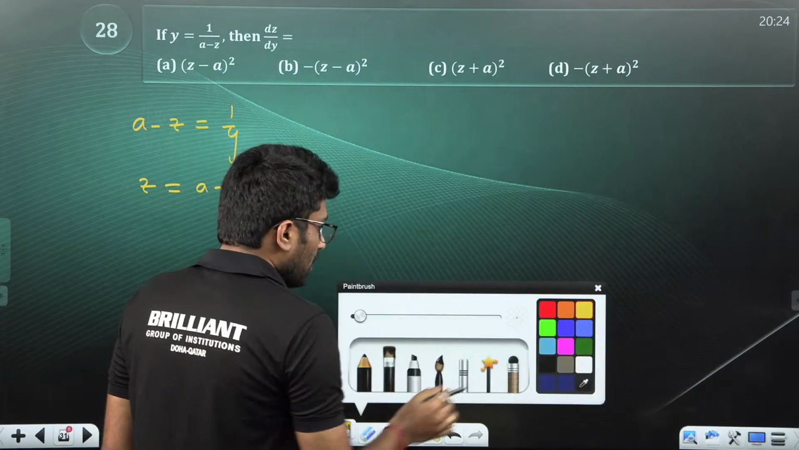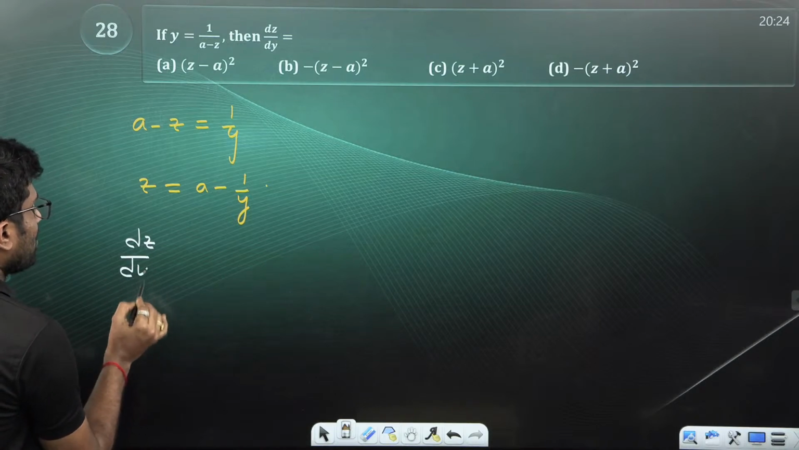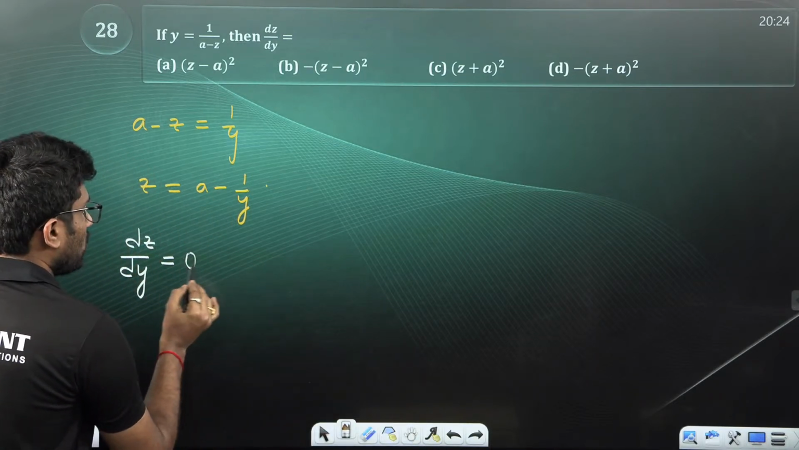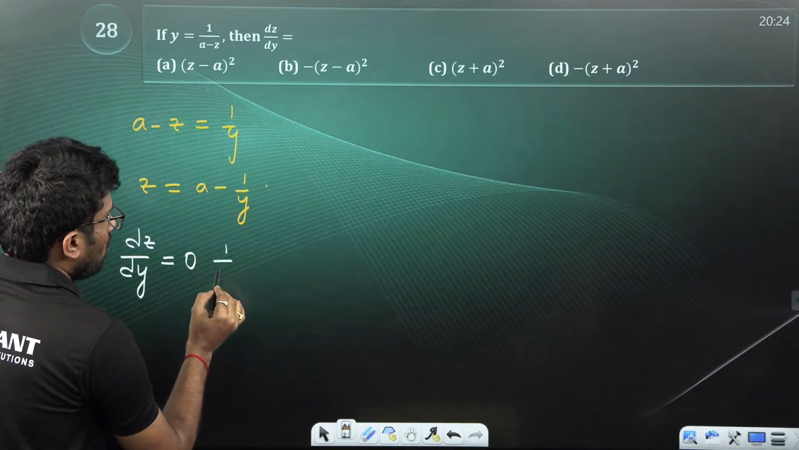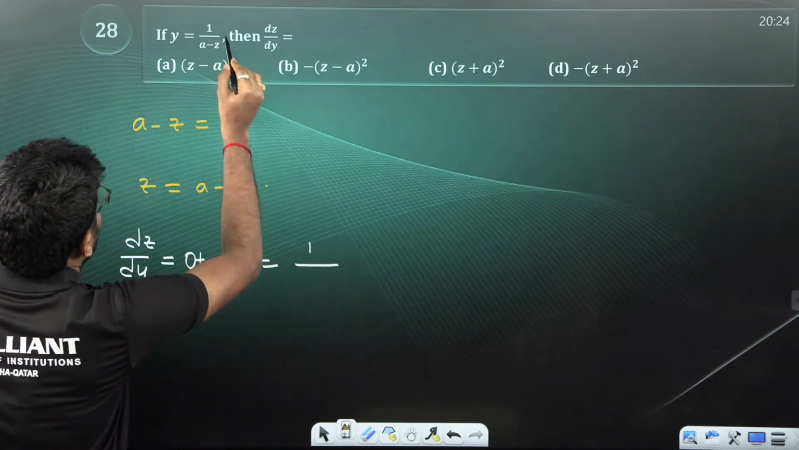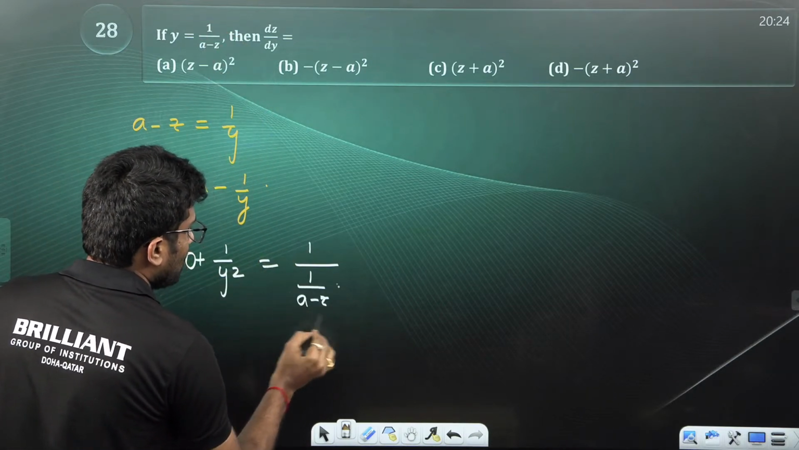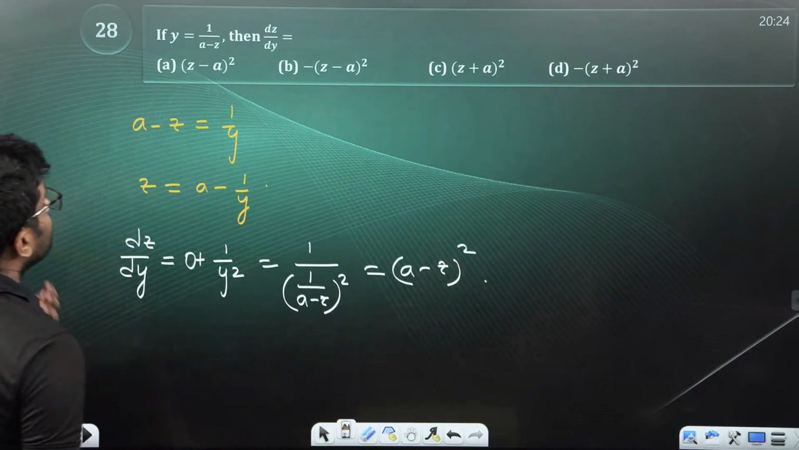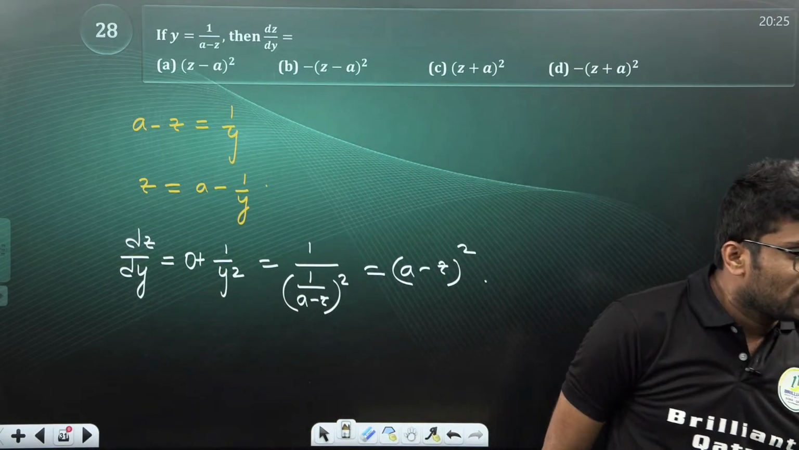So simple, friends. So dz by dy is equals to, for a it is 0, for 1 by y it is minus 1 by y square, and already we have the minus, so plus 1 by y square. But what is y? Y is 1 by a minus z. So 1 by y square is a minus z whole square, or z minus a whole square. Anything is fine.